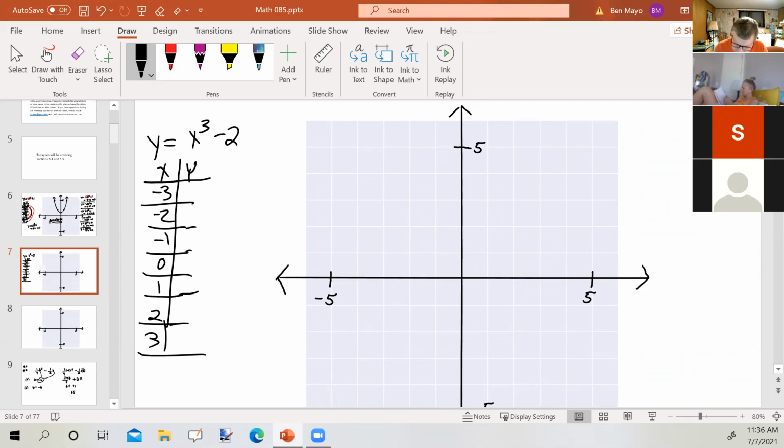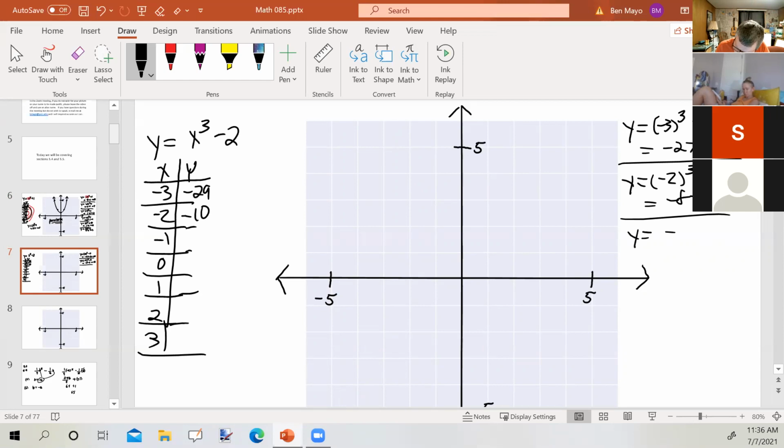Okay. If x is -3, y equals -3, the quantity cubed minus 2, which is -27 minus 2, or -29. Well, I won't be plotting that point today. If x is -2, y equals -2, the quantity cubed minus 2, which is -8 minus 2, or -10. If x is -1, y equals -1, the quantity cubed minus 2. -1 times -1 times -1 is -1, and -1 minus 2 is -3. Finally, something I can graph.